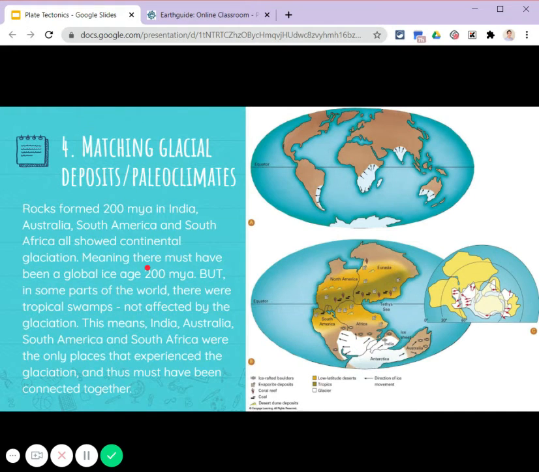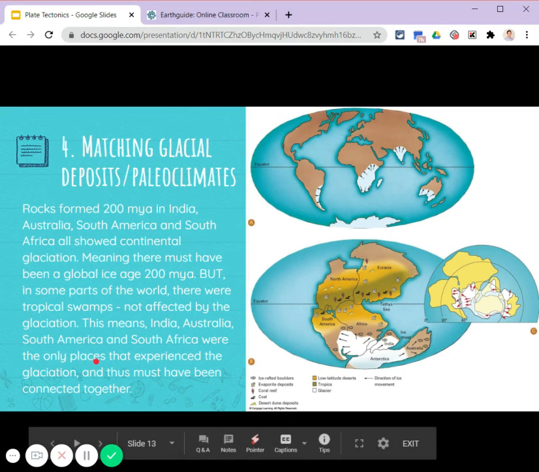Now, if there was glaciation in those areas, well, there must have been a global ice age 200 million years ago. Global ice age means the entire Pangea should have been covered with ice. But in some parts of the world, they discovered that there were tropical swamps. That is, these areas were not affected by the ice or glaciation. So this means India, Australia, and South America and South Africa were the only places that experienced glaciation and thus must have been connected together.